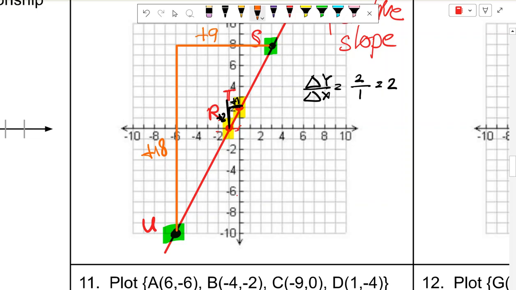Positive 9. And remember, we put the change in y on top and the change in x on the bottom. And 18 divided by 9 is also 2. In fact, if you did the opposite, watch what happens. Let's say we choose this top point here and this point right here, and let's say we started at the top. Watch what happens.